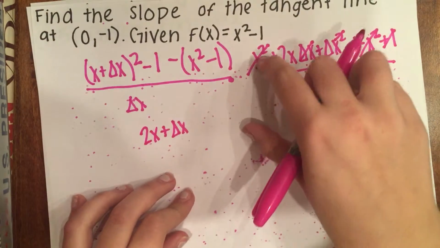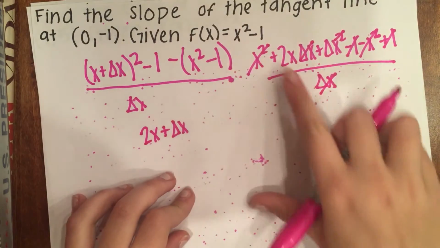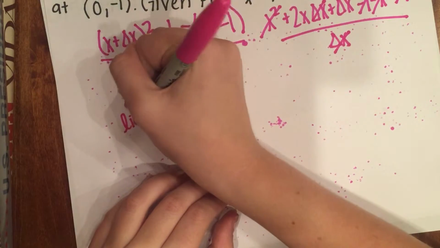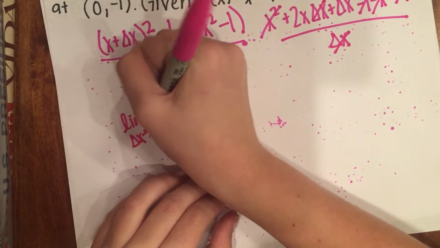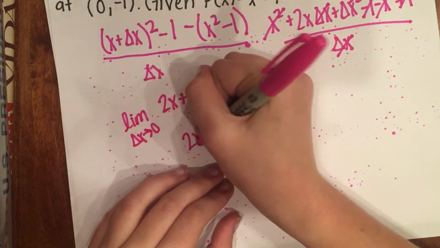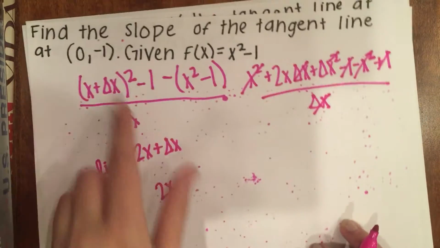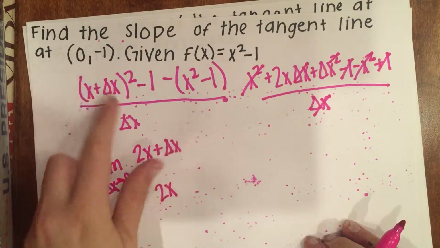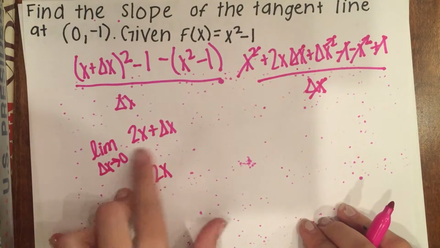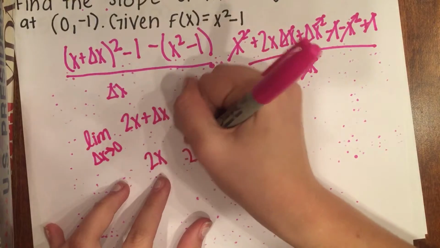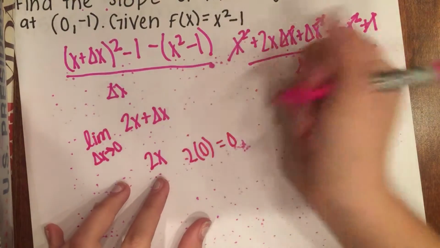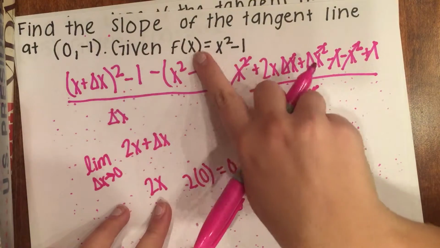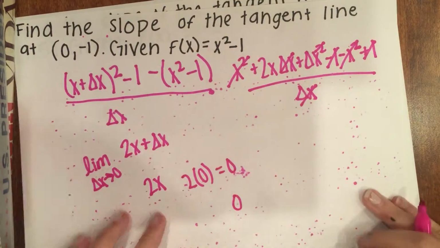Like in the problem before, it has the same instantaneous rate of change here because there's just a constant out there. Anyways, so now we take the limit of delta x as it approaches 0. So we just end up with 2x. Now we're not done yet because we're given a point to find the instantaneous rate of change, and that x value is 0. So now we plug in 0 to this little guy, and we end up with, well, 2 times 0 equals 0. So therefore, the slope of the tangent line at 0, negative 1 is 0.